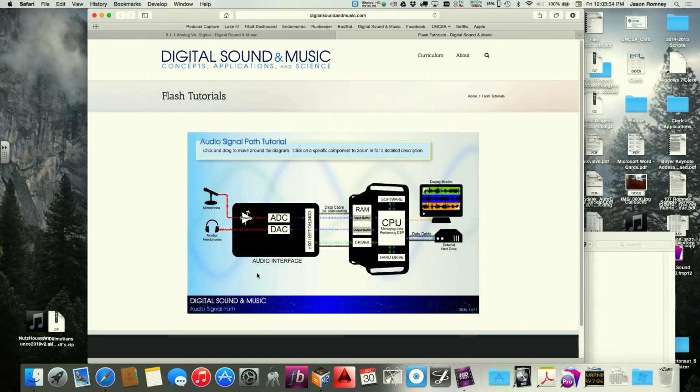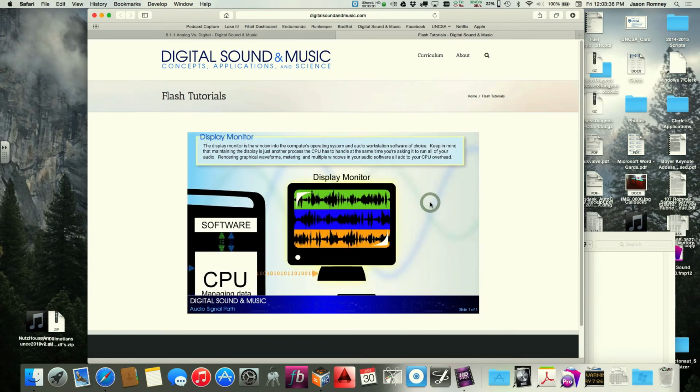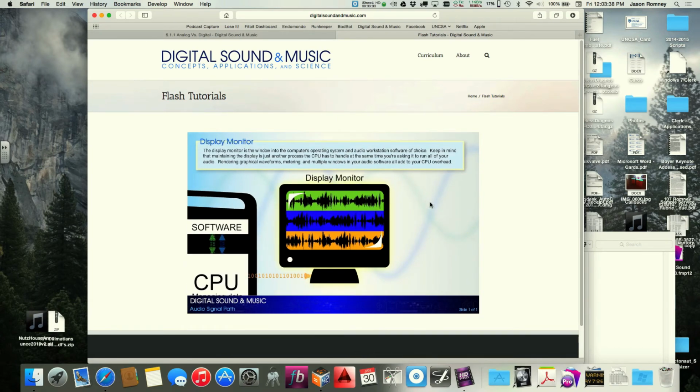Let's see, the display. So this is your video monitor. This is where the computer will show you what's going on. It has your interface, where you see the pictures of the waveforms and everything. An interesting thing to keep in mind is that on the interfaces you have these little meters that show up on your screen for CPU and hard drive.